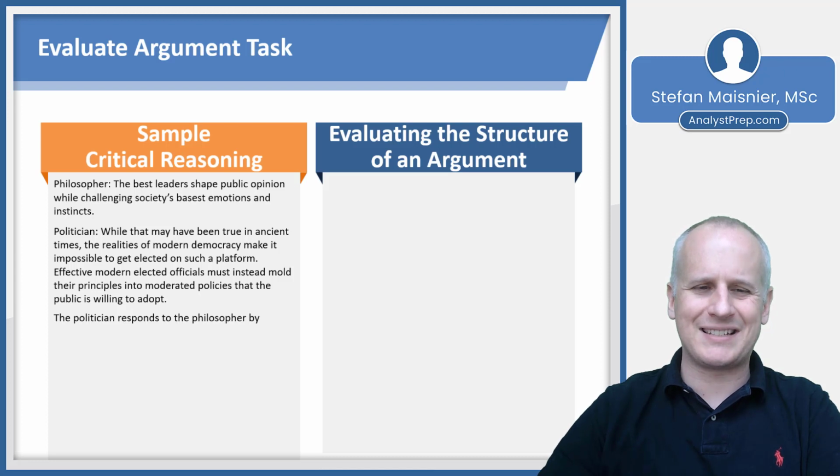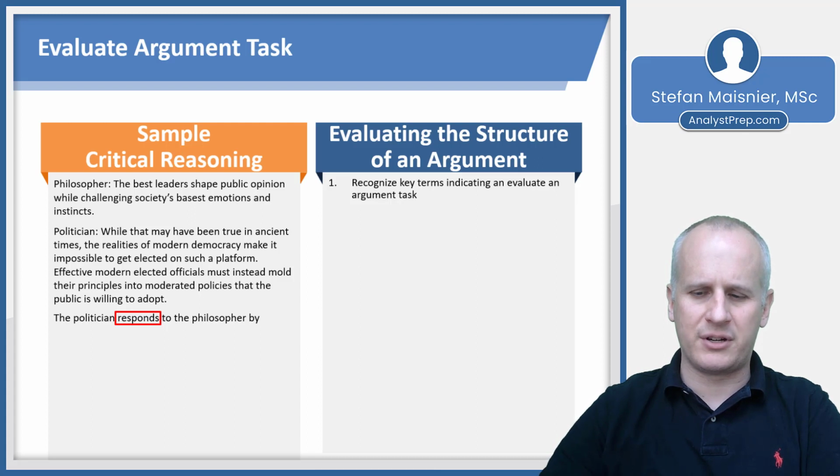And we've got the task: the politician responds to the philosopher by. So we recognize the term respond, so that's asking what is the method by which the politician addresses the philosopher's argument. Longer form that way than just response, but that's ultimately what it's asking. So we read the statements from the top, and we're going to diagram the arguments as they're presented.